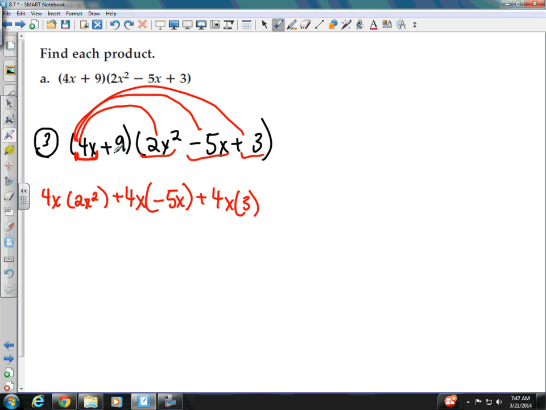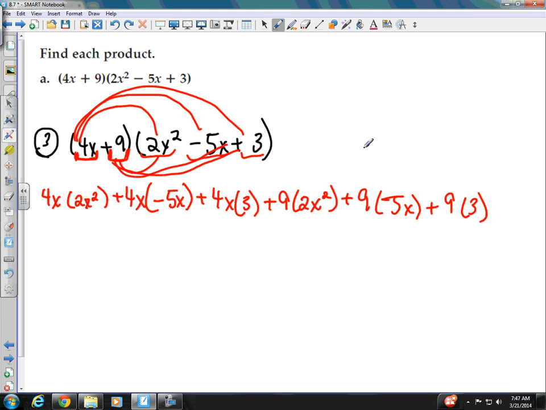So now we move on to our second term in our first parentheses, so 9. We'll do 9 times 2x squared. And then 9 times a negative 5x. And then 9 times 3. And then we check, make sure 9 got distributed to everybody. It's a little bit of an ugly rainbow below it, but it's there, so we're good. Now we just go through and we simplify.